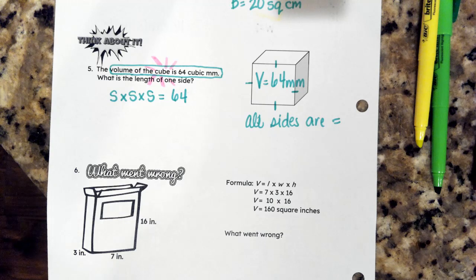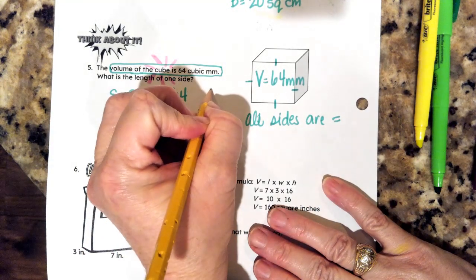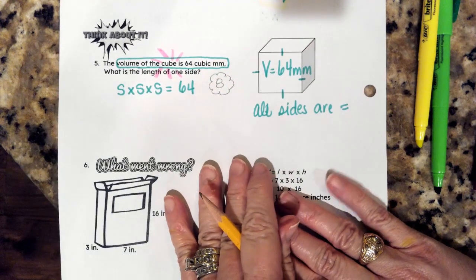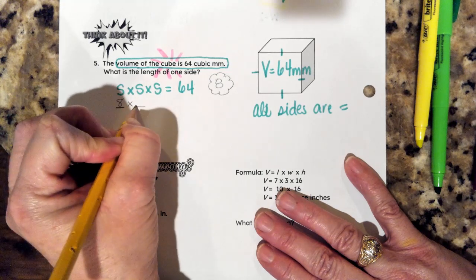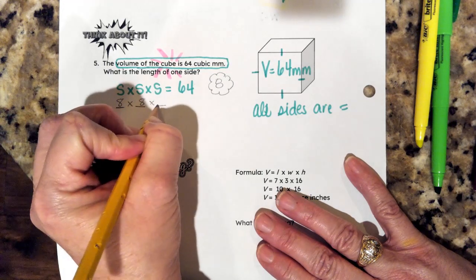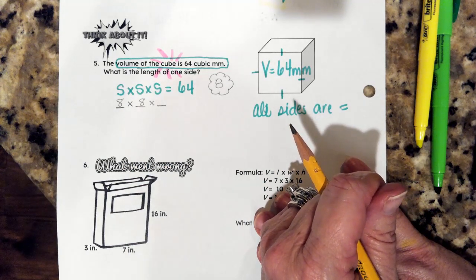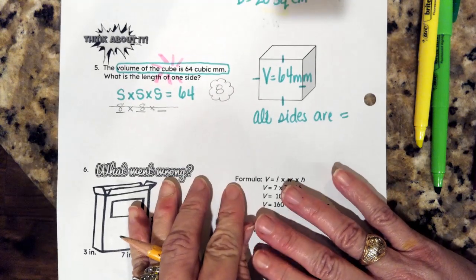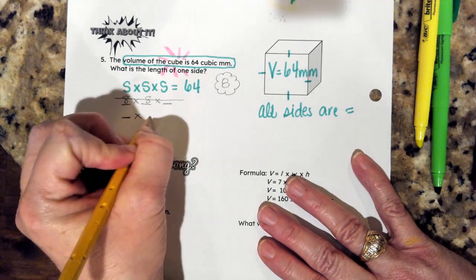So the first thing that comes to my mind would be the number 8, because when I think about the number 8, I know 8 times 8 is 64. However, if I put 8 here and I put 8 here, then that leaves me nothing for that third side. So I'm thinking 8's going to be too big. So I'm going to cross that out. That's not going to work. So I have to think of something much smaller.